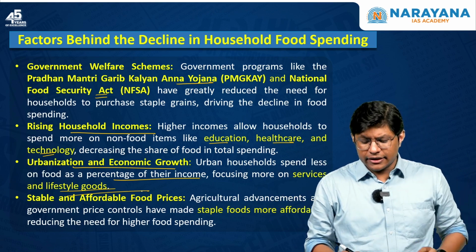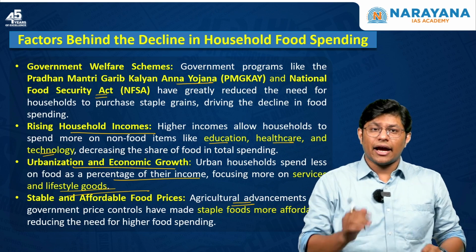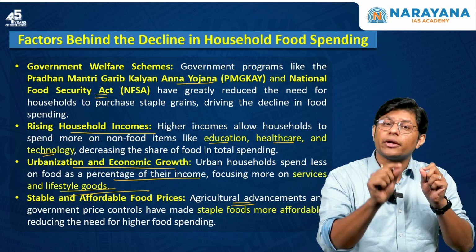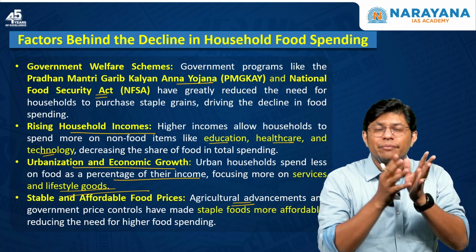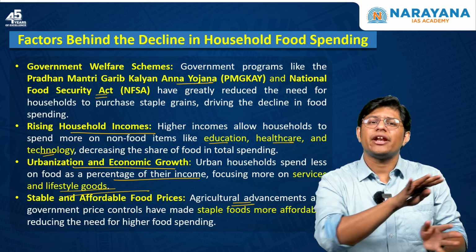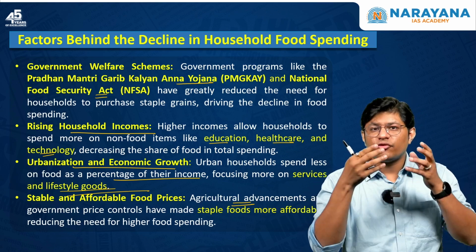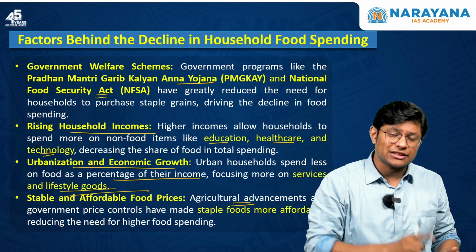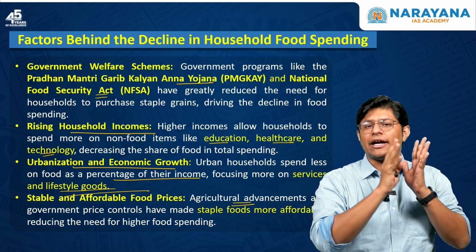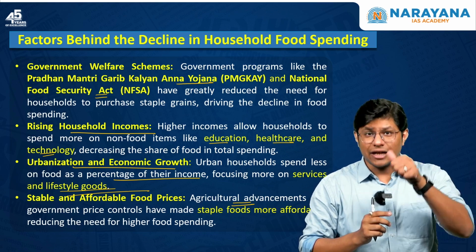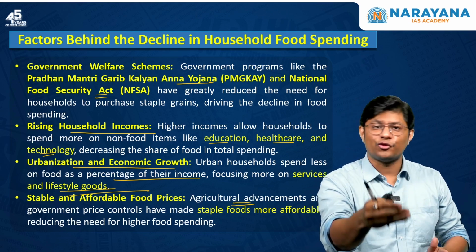And last, the agricultural advancements happening in our country. At the same time, the government's policy of intervening whenever food prices go up means staple foods like rice and wheat are very much affordable. That's the reason the expenditure on food has fallen to less than 50% for the first time. A very important development. I hope you have understood about the Economic Advisory Council and the factors behind the decline in household spending on food, right?